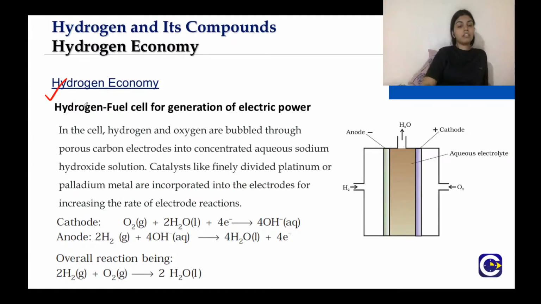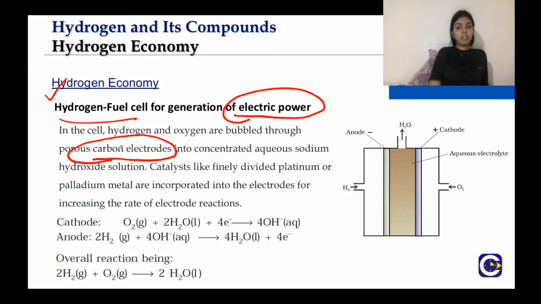Now this is the last topic, the hydrogen fuel cell for generation of electric power. To generate electricity we use a hydrogen fuel cell. You just need to have an idea of what a hydrogen fuel cell is, right? The electrodes are made up of carbon, and aqueous sodium hydroxide solution is used as the electrolyte. Catalysts are also there. What are the catalysts? Platinum and palladium, which are finely divided so that their surface area can be increased. They increase the rate of electrode reactions.